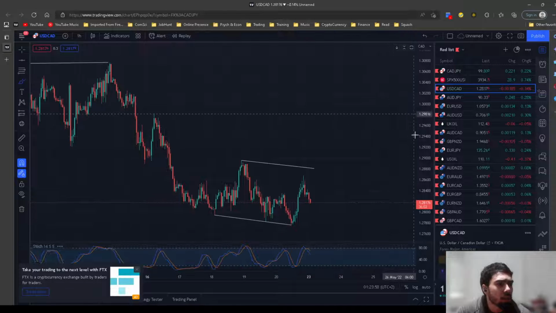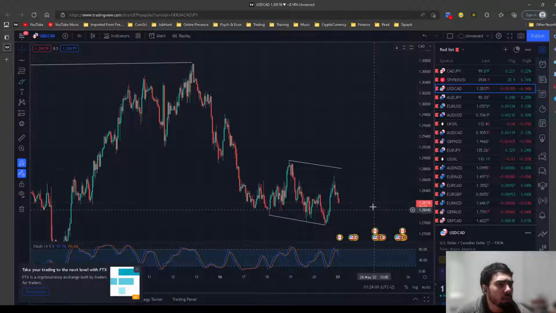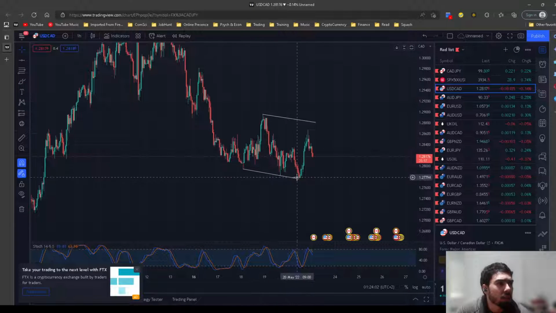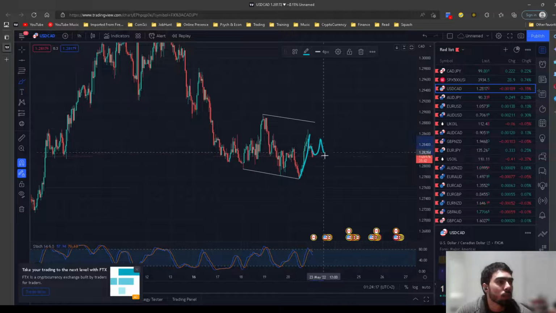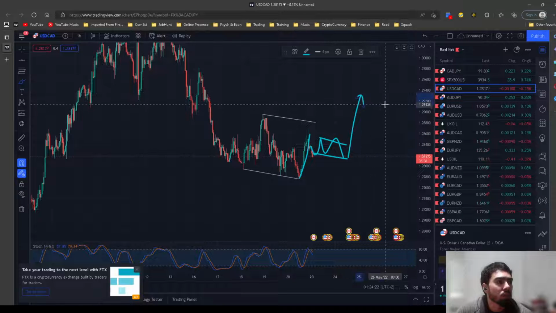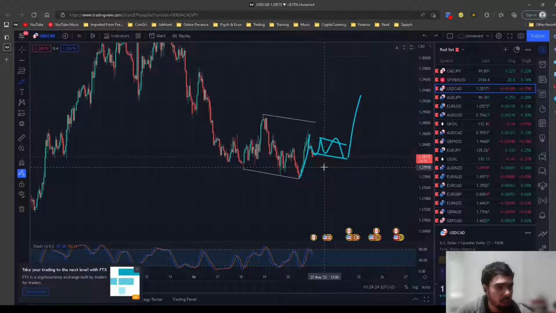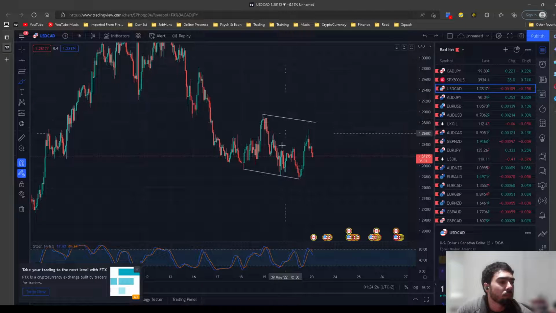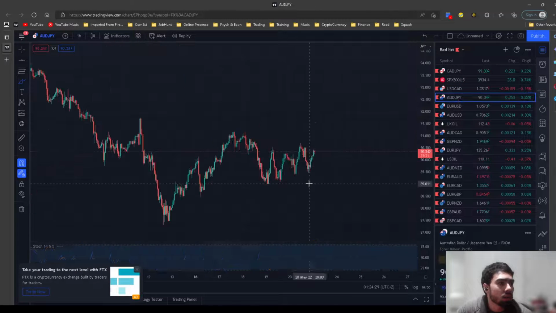Dollar CAD, similar, looking at this correction, but we can't confirm that yet. I think if we break this low, we can get into that trade. Again, if we were to get in now, for all we know, we could be looking at this as the first move, getting a correction like this, and then going up. So we don't know what's happening, so we can't get into that yet. So we're watching that.